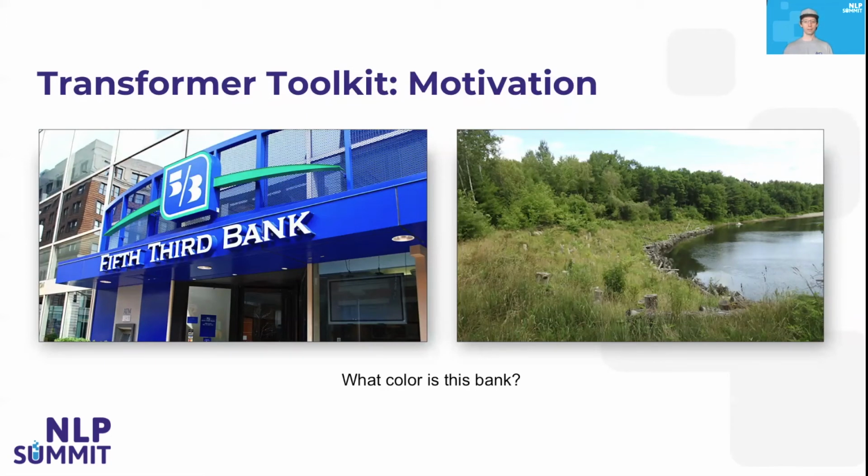We don't place any restrictions on what you can do with them, but we offer one feature called the Transformer Toolkit. Before I explain what that is, let me motivate it. In this example, we have two images and the question, what color is this bank? The meaning of the word bank changes depending on the image. Ideally, you would get a different word embedding for it in the two different cases. How do we accomplish this?